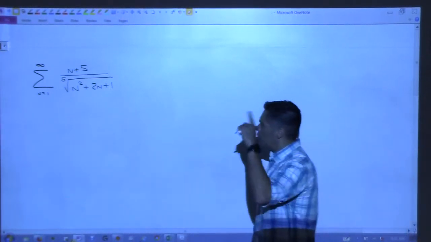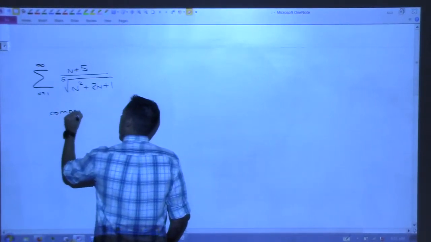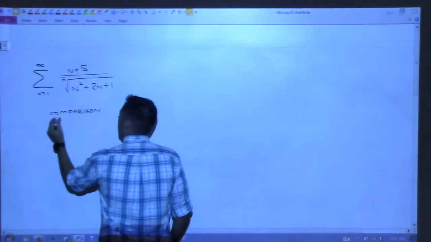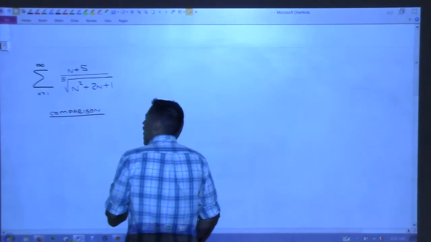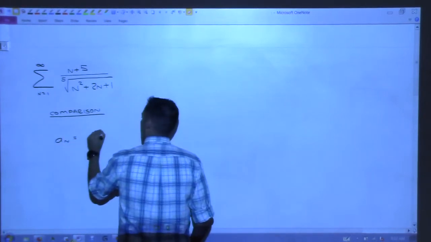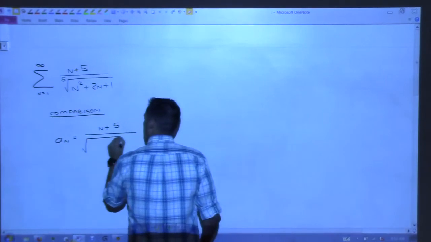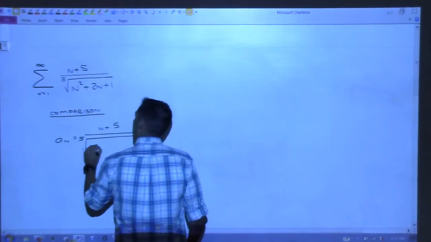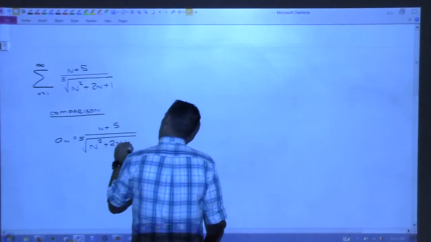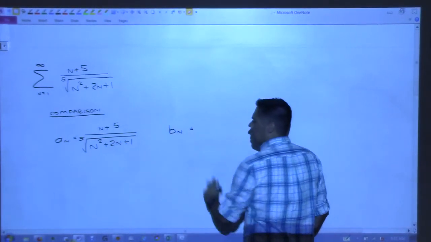That's because I've already ruled out that this is geometric. It's not telescoping. It's not a P-series. It's not harmonic. So I'm going to do a comparison. My a sub n is just a nasty looking thing here. Now, we have to come up with b sub n.